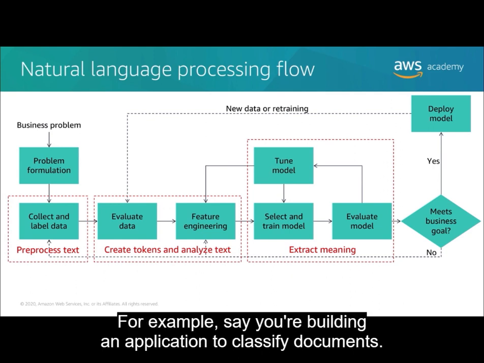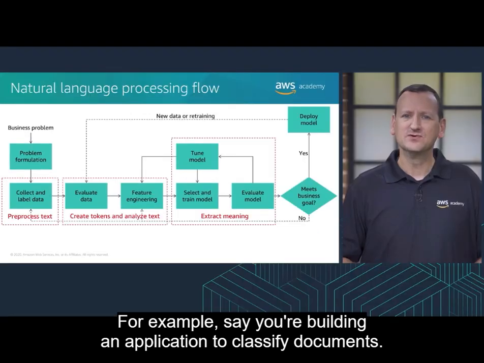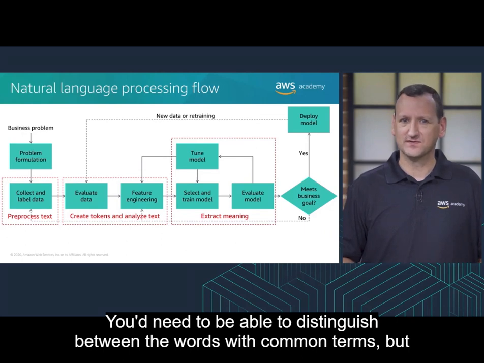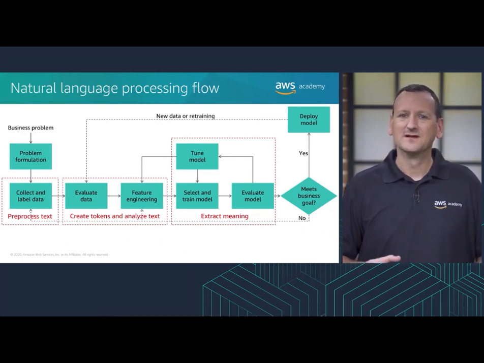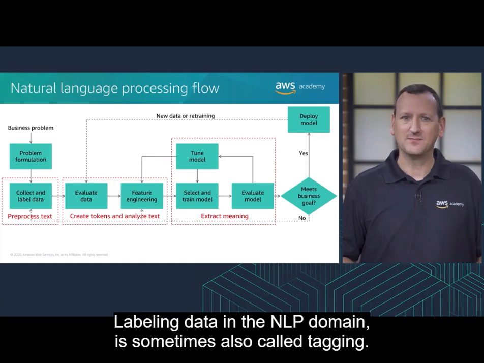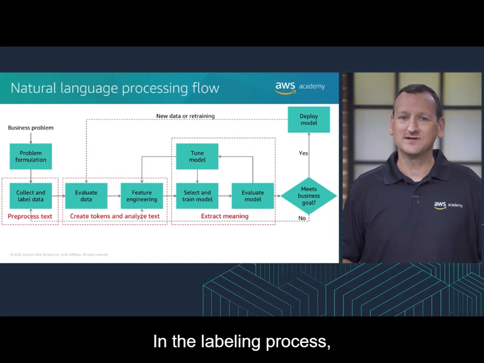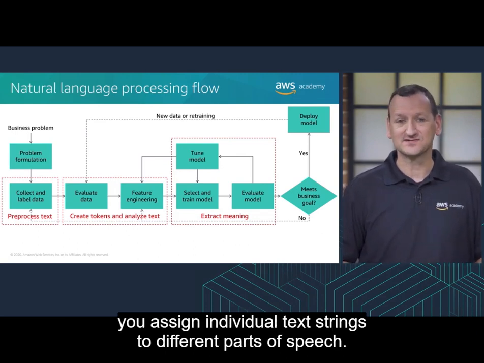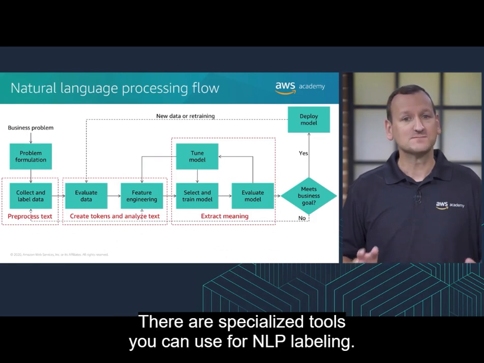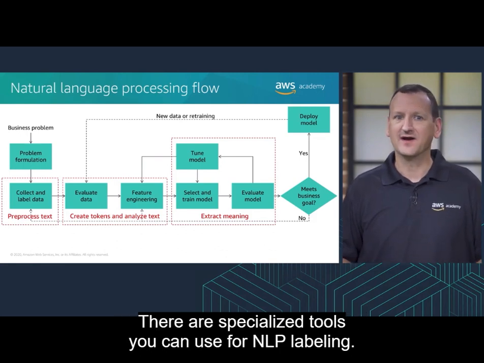For example, say you're building an application to classify documents. You'd need to be able to distinguish between the words with common terms but different meanings. Labeling data in the NLP domain is sometimes also called tagging. In the labeling process, you assign individual text strings to different parts of speech. There are specialized tools you can use for NLP labeling.